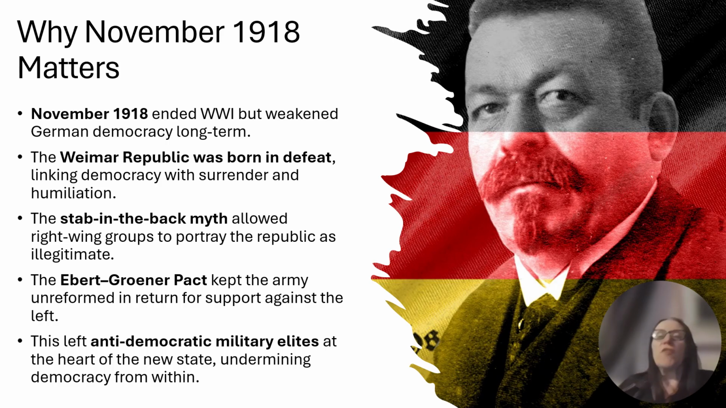And consequence 3, the Ebert-Groener Pact stored up huge problems. Ebert secretly made a deal with General Groener of the army. The army would support the new government against left-wing revolution. But in return, the government would not reform or democratize the old military officer class. This meant the new democratic republic had a fundamentally anti-democratic army leadership at its heart. An army that would eventually support the undermining of democracy rather than defend it.